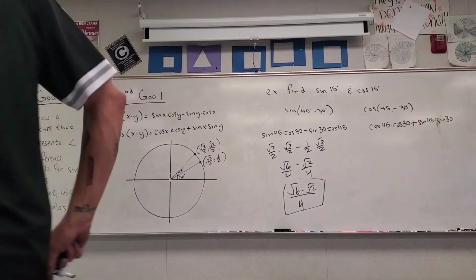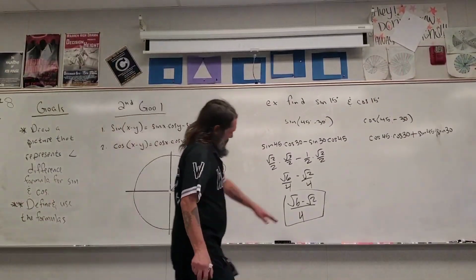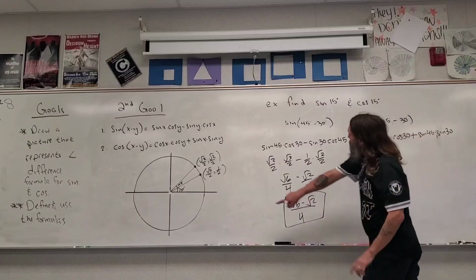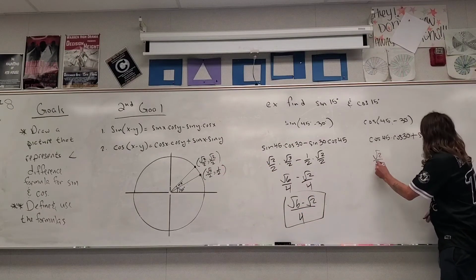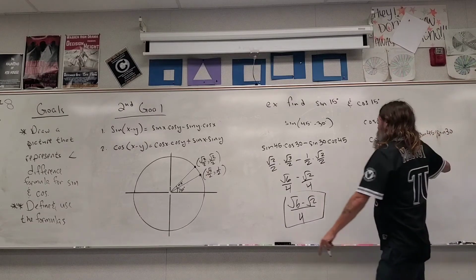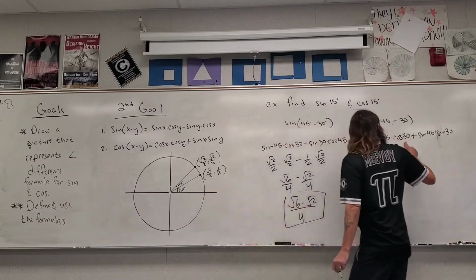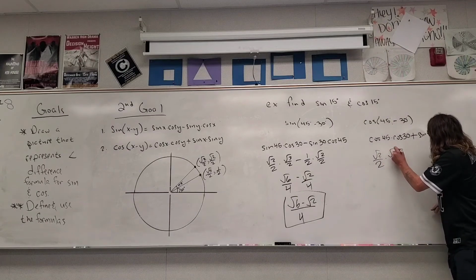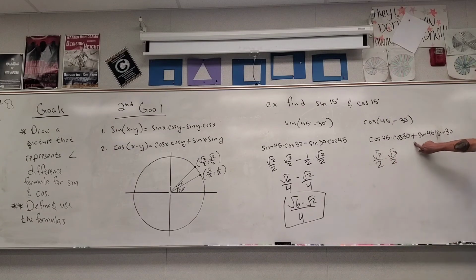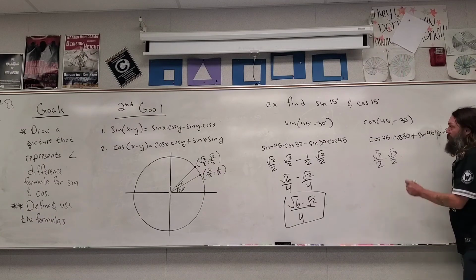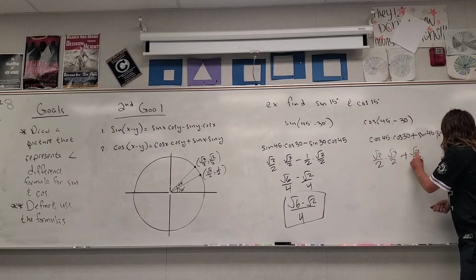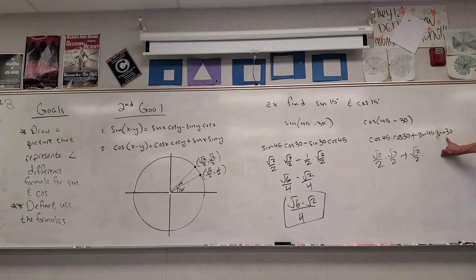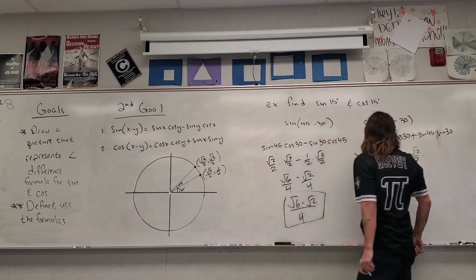All right. So now I just plug in accordingly, right? I want the x-coordinate at 45 degrees. That's square root of 2 over 2. I want the x-coordinate at 30 degrees. That's square root of 3 over 2. And I'm going to add that to the y-coordinate at 45 multiplied by the y-coordinate at 30. So the y-coordinate at 45 is square root of 2 over 2, and the y-coordinate at 30 degrees is 1 over 2.